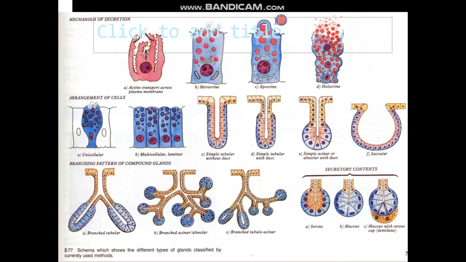In the apocrine type of secretion, when the secret is released, the apical portion of the cell breaks off and is released together with the secret. Then the cell restores itself by regeneration. That is seen, for example, in the mammary gland and in some sweat glands.